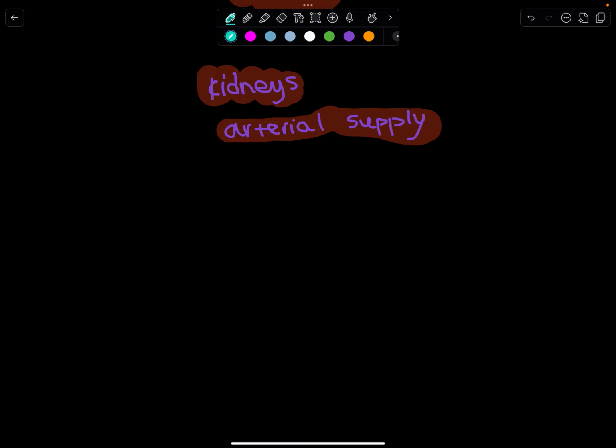That's all good. Let's talk about arterial supply of the kidney. So we have 5 segmental arteries, we have arcuate arteries, we have interlobular arteries. Explain me these arteries. Kidney's arterial supply for the podcast.